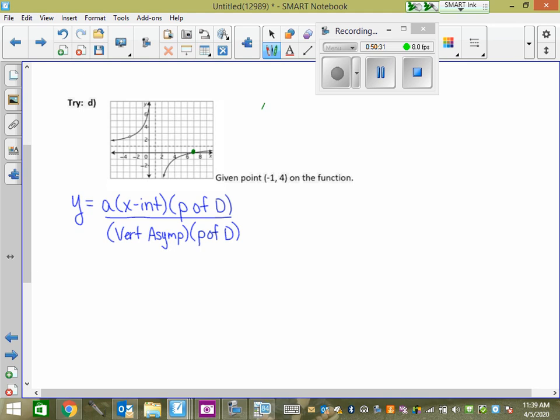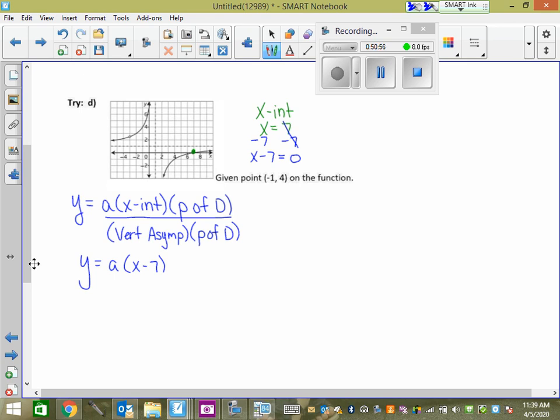We have an X-intercept at X equals, and we only care about the X values of these, X equals 7. So when I work that back, to get it to equal 0, I'm going to subtract 7. So my factor is X minus 7 equals 0. So in for X-intercept, I'm going to have X minus 7.